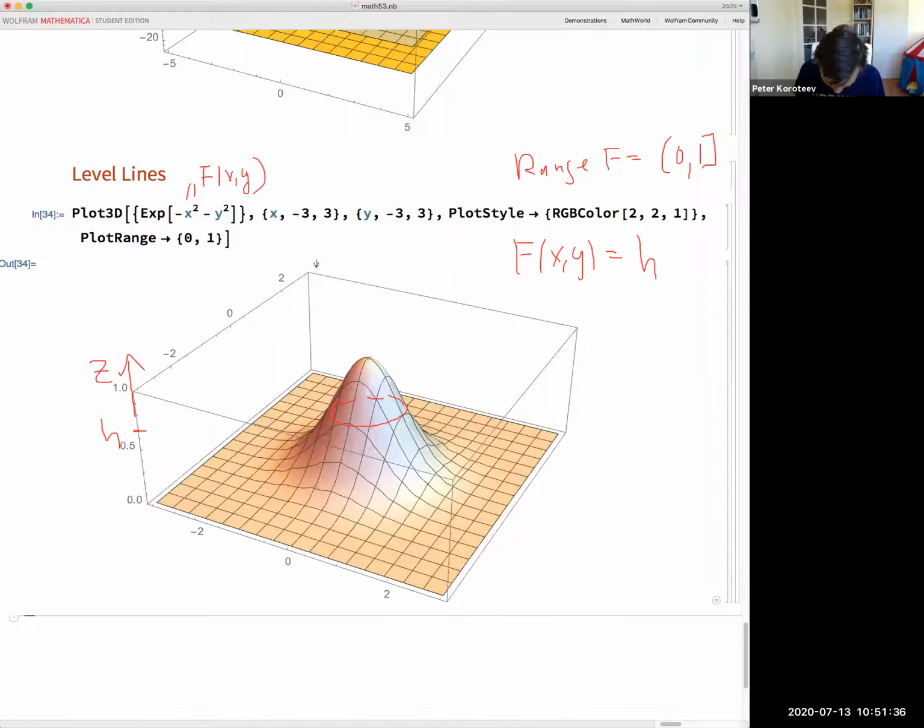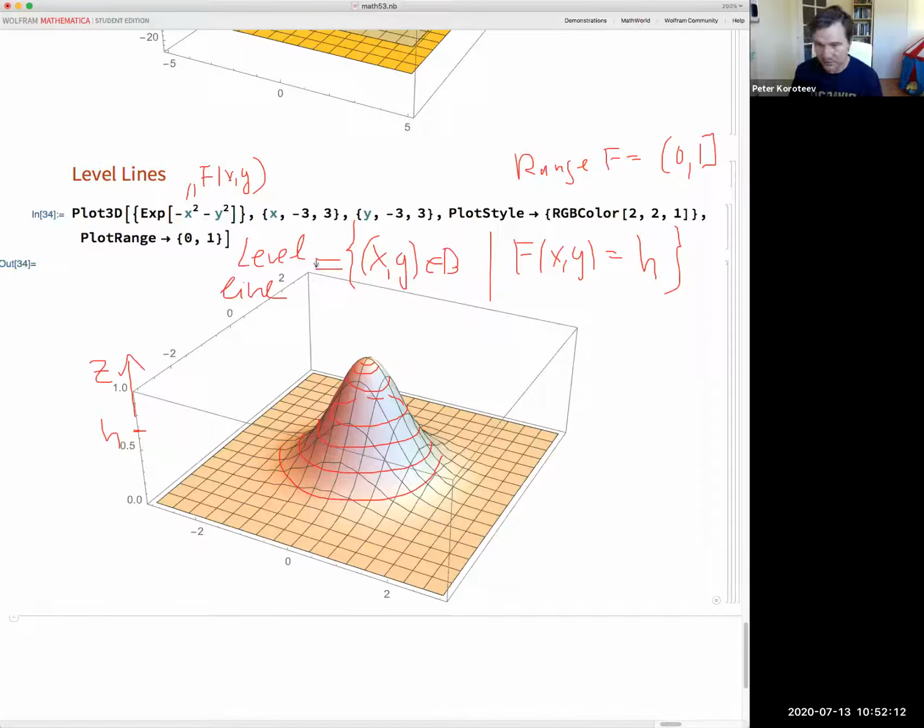And then, of course, you can think of your mountain as being cut by these level lines. So a level line is a set of points. It's the set of x, y inside the domain such that f of x, y equals h. So it's a level line corresponding to value h.